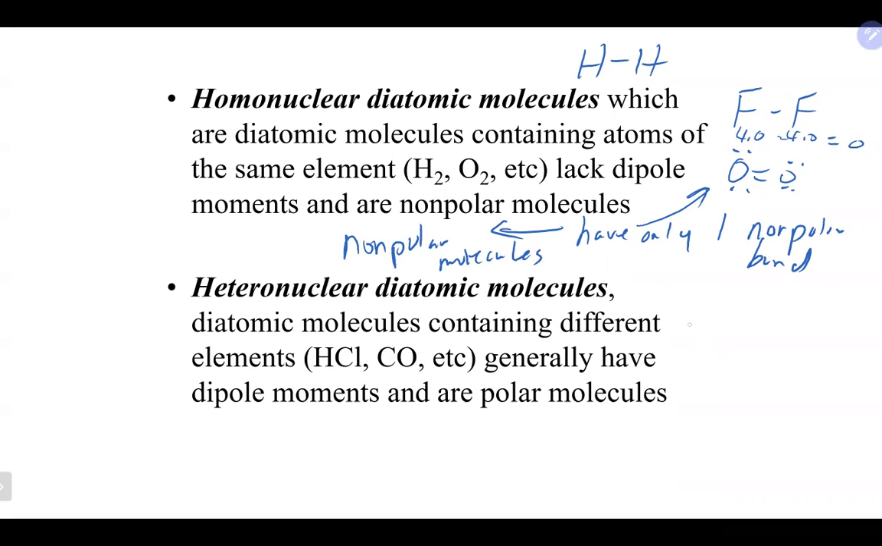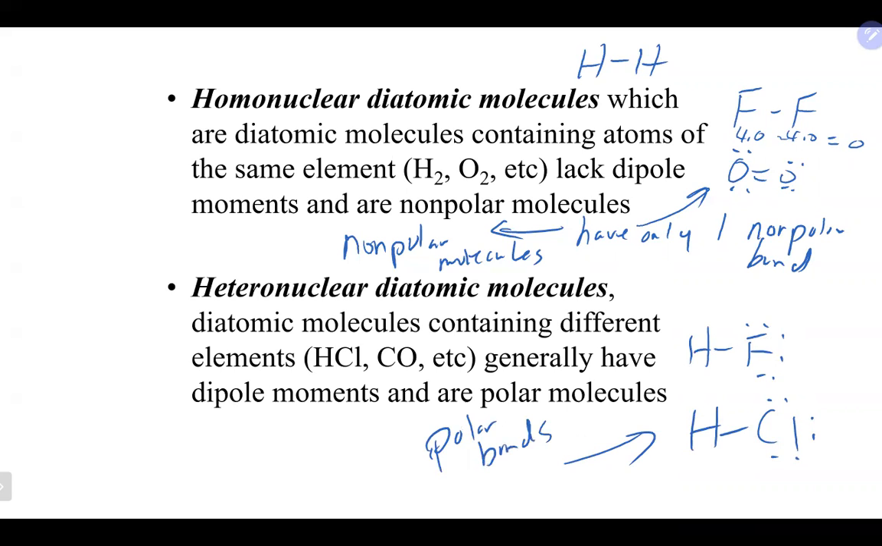We have something like HF, HCl. These are polar bonds, right? For the more electronegative atom here, for example, the fluorine, we would draw the arrow heading towards the fluorine. And because in each of these cases, that is the only bond in the entire molecule, the molecule also has to be polar as well.